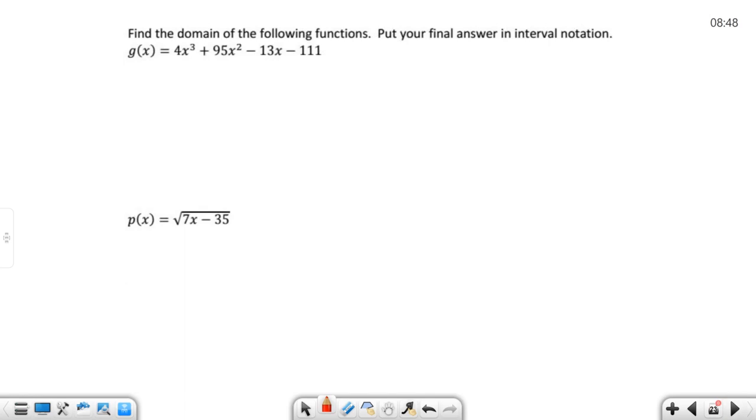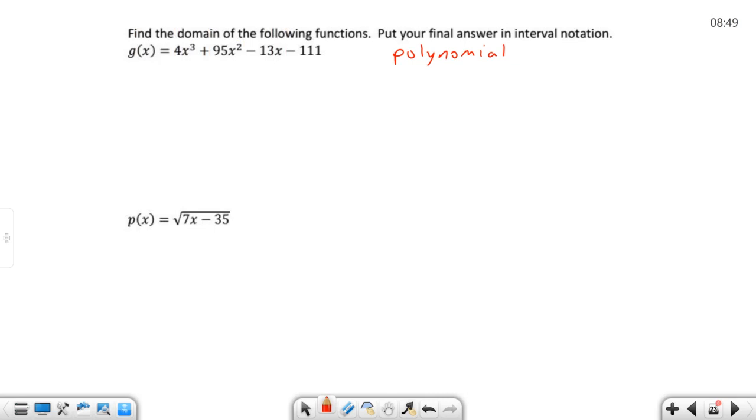So here, let's find the domain of the following functions. Put your final answer in interval notation. So look at g of x. Little g of x, 4x to the third plus 95x squared minus 13x minus 111. If I look at this, the first thing I ask myself, are there any x's in the bottom denominator? The answer is no. Are there any x's under a radical, even root? No. So this thing, is it a polynomial? Yes, this is a polynomial, because all my powers, 3, 2, 1, and then x to the 0 here, all those powers are whole numbers.